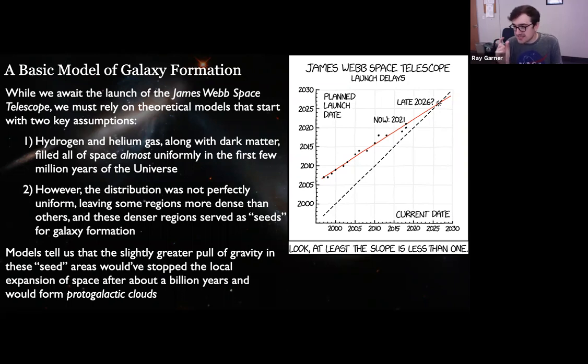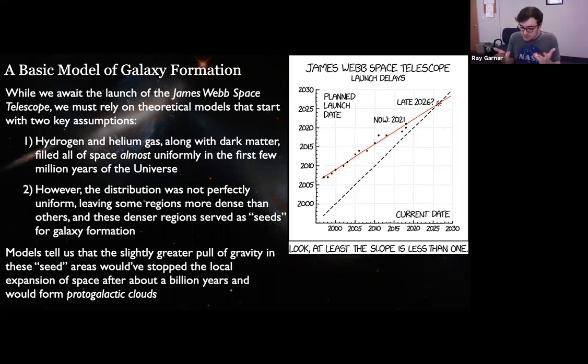Almost, that's the key word there, because it goes into the second assumption. The distribution was not perfectly uniform, which left some regions more dense than others, and those denser regions served as seeds for galaxy formation. And so beginning from these assumptions, we can use the laws of physics and computer simulations to show how we think galaxies formed and evolved.